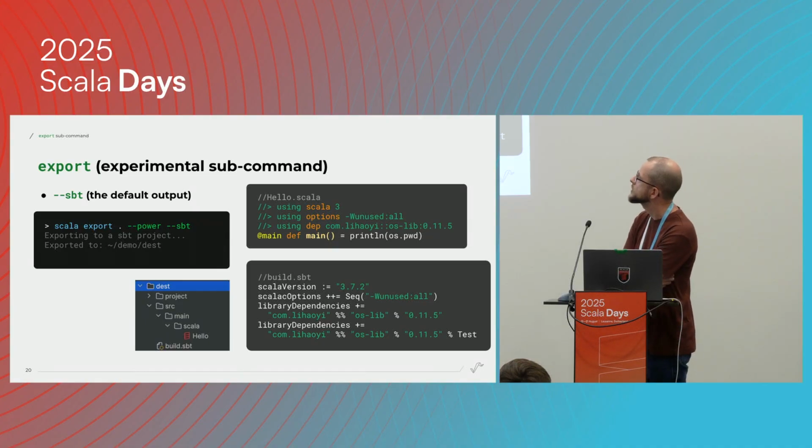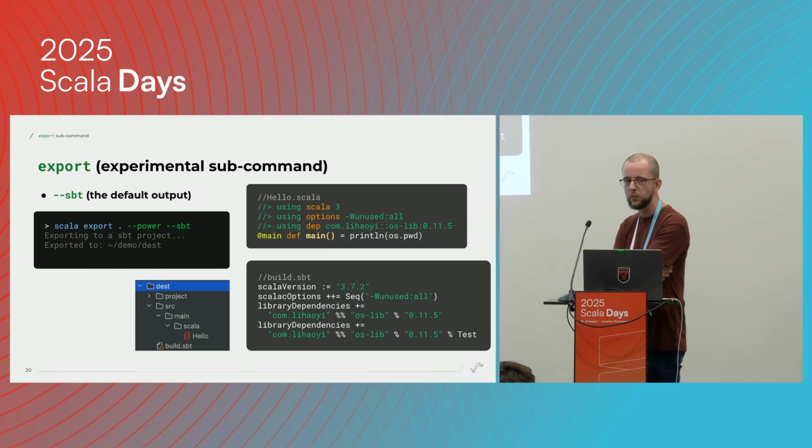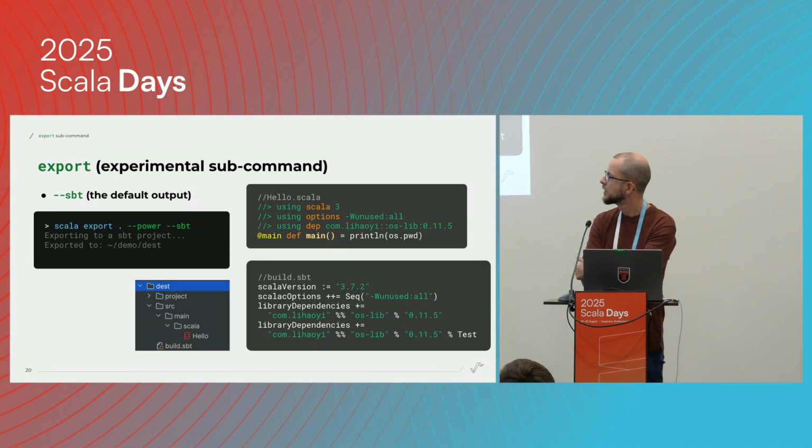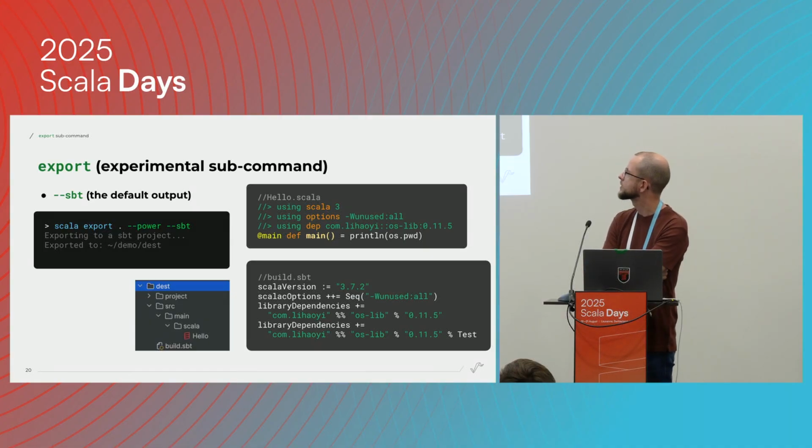So for this example, the default format is SBT. So when you use export on a Scala CLI project, you'll create a dest folder which contains the build.sbt with all of the dependencies, compiler options, and other happy path stuff that we actually do support. And also, all of your sources will get copied to a path that SBT supports. So you can see the tree of our src/main/scala, where the hello.scala gets copied.